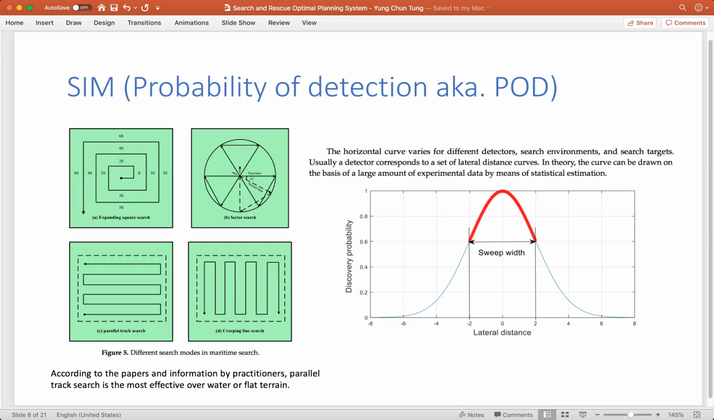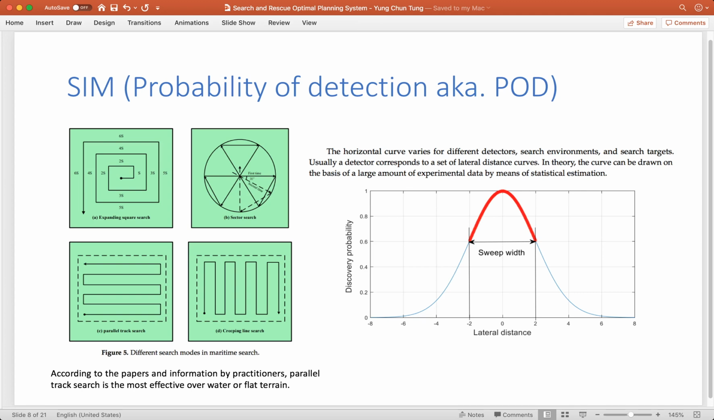And there are mainly four ways to perform a search on an area, which are the parallel track search, the creeping line search, the sector search, and the expanding square search. From the resources found in the paper and the information provided by the practitioners, and also the current methods that the coast rescue team is using, they're using the parallel track search because they think that is the most efficient over water and flat terrains, which is the case on the sea.